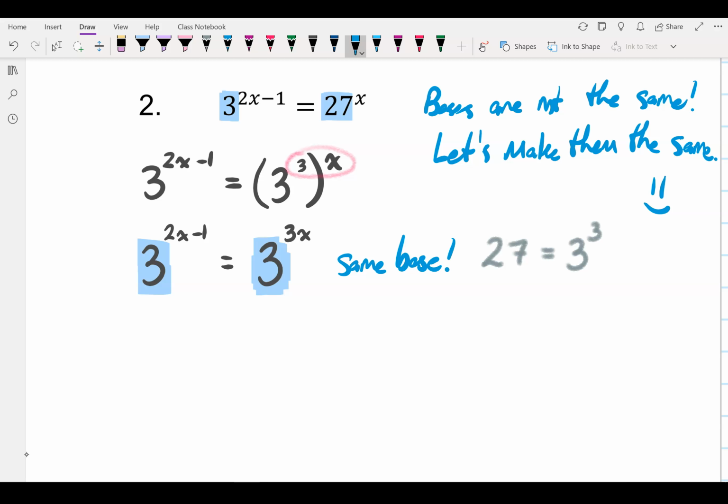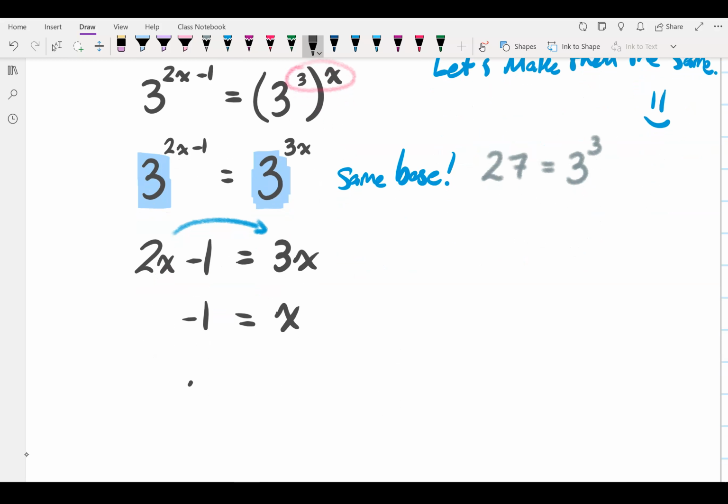Which means I can make the powers equal to each other. So 2x minus 1 equals 3x, and now once again it falls apart. I can bring the 2x over to this side if I want to, leave the negative 1 on the other side, and bam! Negative 1 equals x, or x equals negative 1. It doesn't matter what way you write that. Technically you could write it either way. It doesn't make a difference. If you check that, you should see that the left side equals the right side.